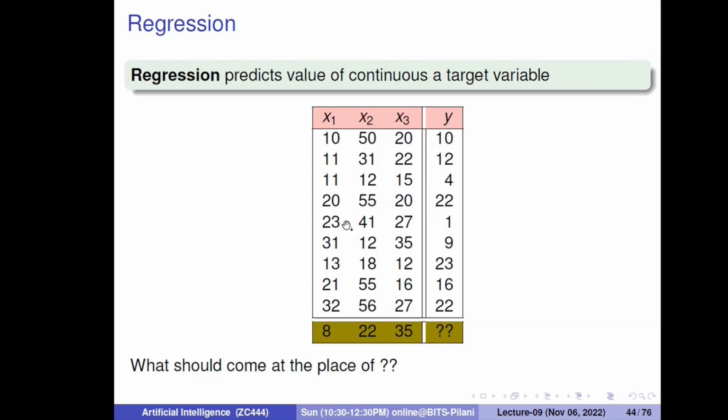What is this? These values? Don't focus on them. Anything can be possible. So let's assume that these are the few characteristics, and based on these characteristics, you are going to tell me a value. So if this is the table given to you, and I give you a new value 8, 22, 35 and ask what value should be here, this is the regression problem.